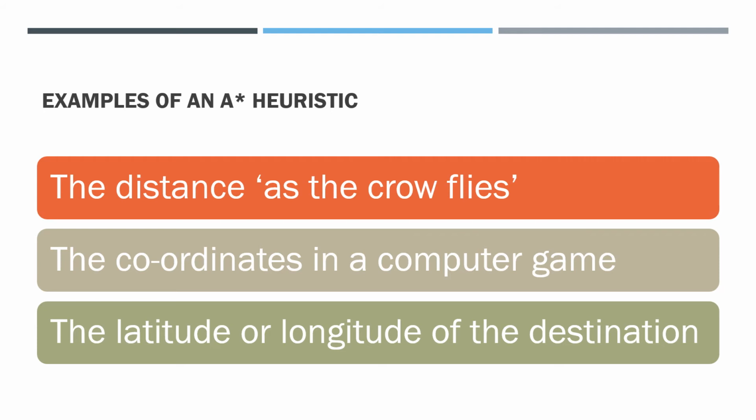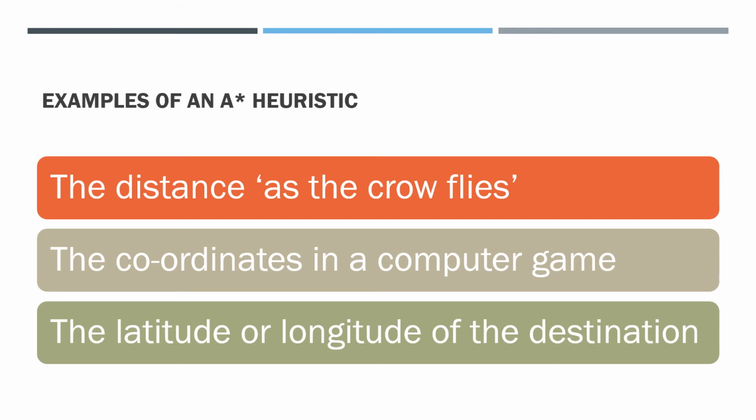The A-star algorithm will only work if we've got a good heuristic. And if we can't get a good heuristic, then we can't do A-star. It just won't work. But here are some ways that we could end up with a good heuristic. Even though we may not know the right road to take, we might know the distance as the crow flies, as we call it. A satellite might be able to tell us that.